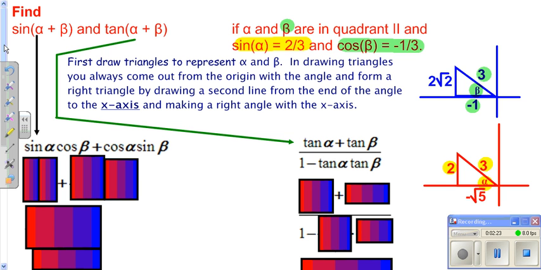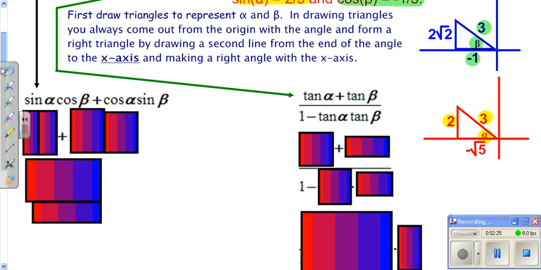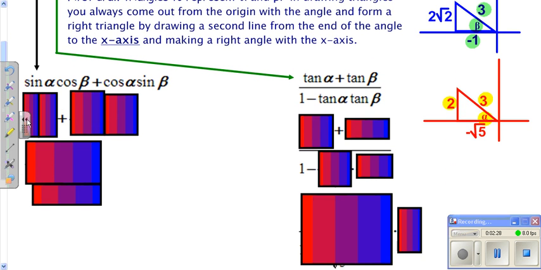Now that we have our angles drawn, we can go ahead and work out our problems. The first thing you want to do is figure out the sine of alpha plus beta. The formula for the sine of alpha plus beta is given to you here. So you go sine of alpha. I go to my alpha, take the sine, which is 2/3 because it's opposite over hypotenuse. Then it says cosine of beta, so I go to my beta angle: adjacent negative 1 over my hypotenuse, 3.